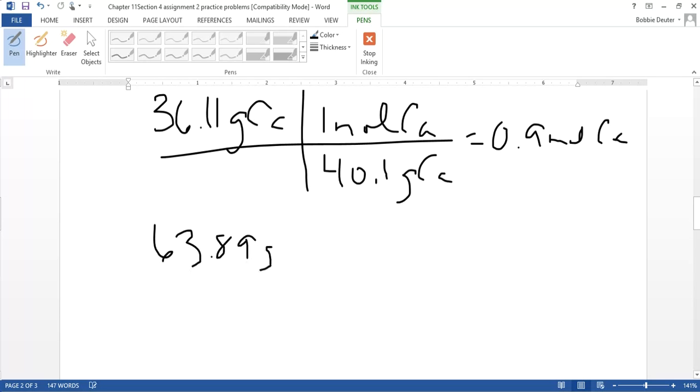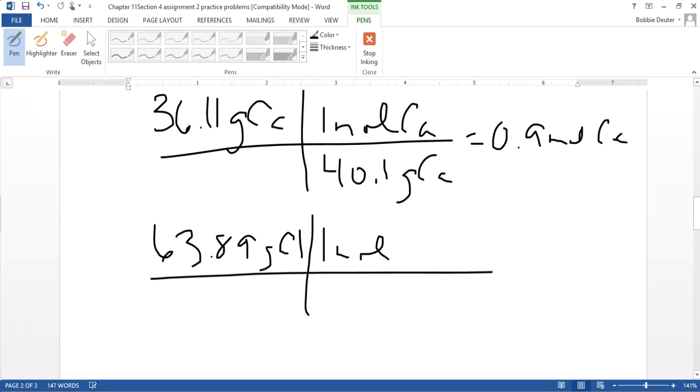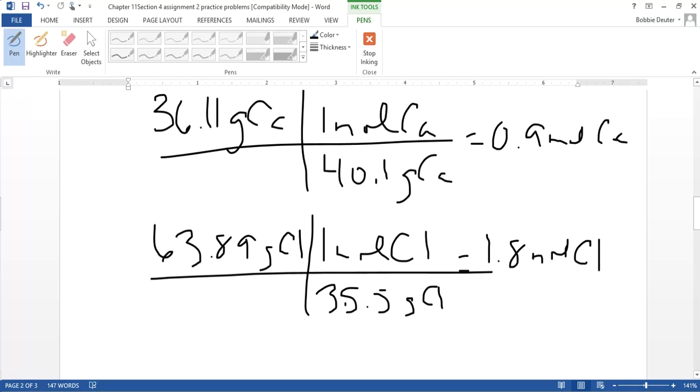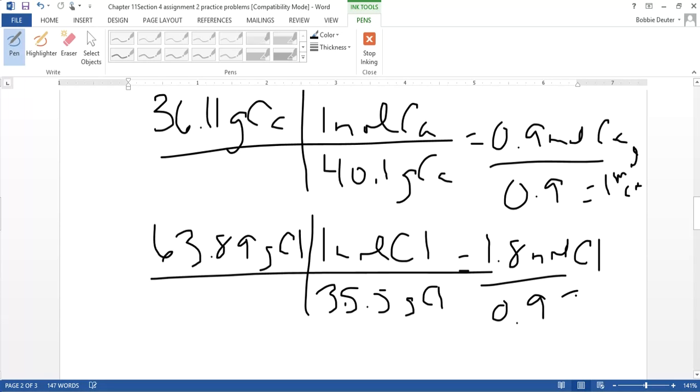Then we're going to do the next one, and so we have 63.89 grams of chlorine, and we have 1 mole chlorine over 35.5 grams of Cl, which gives us 1.8 moles of Cl. Divide by the smallest number, so that's going to be 0.9. In this case, this equals 1 mole of Ca, and when we divide this out, we get 2 moles of Cl.